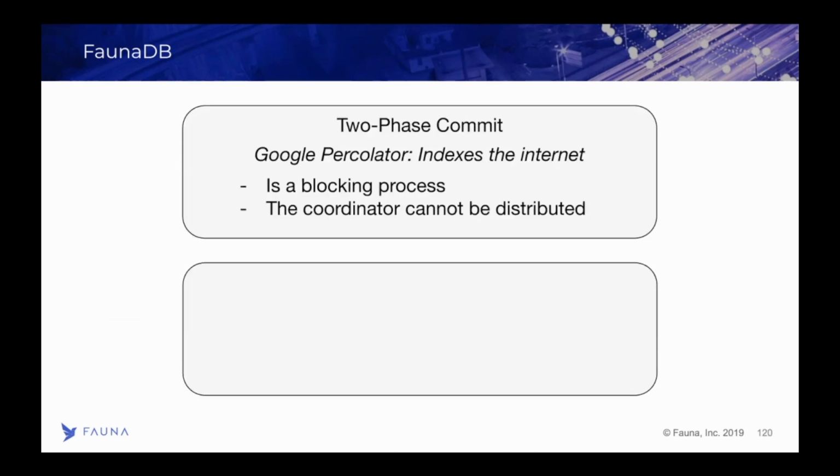And so for a while, we kind of only had 2-phase commit as an option. Google Percolator uses this, which indexes the entire internet. So it's cool, it works, it's good. But it's a blocking process, and one component of it, called the coordinator, can't be distributed. So at some point, everything has to go through one place. That doesn't really match with the kind of apps that a lot of us are building, where they're supposed to be globally distributed for everybody. We can't necessarily have all our data go through one point.